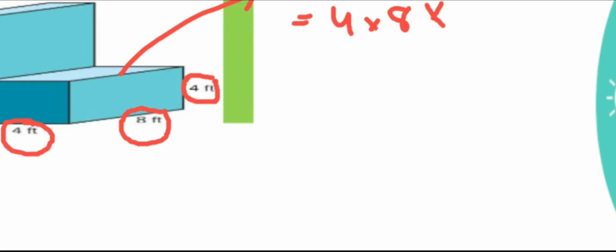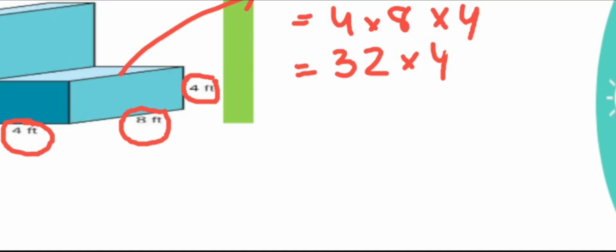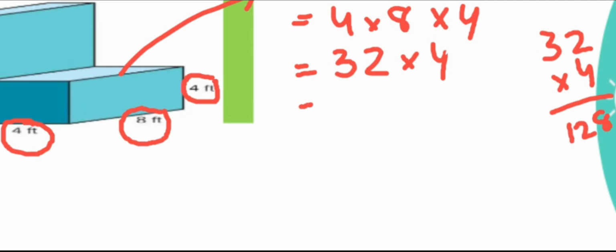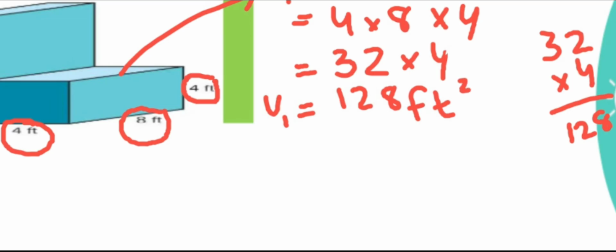Now it's up to you which one you want to multiply first. If you want to multiply 4 times 8, fine. 4 times 8 is 32, and then 32 times 4. You can do the long multiplication using the column method, or you can do it mentally. 4 times 2 is 8 and 4 times 3 is 12. So what do we get as the volume V1? It's 128 cubic feet.